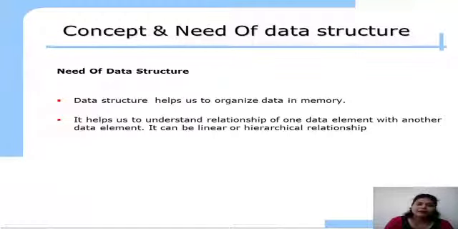There are two main needs of the data structure. First, data structure helps you to organize the data in memory, and it helps to understand the relationship between the data elements. There are two types of relationships among the data elements: linear and hierarchical. Linear relationship means the elements form a line, and hierarchical means not in a line. Based on this relationship, there are two main types of data structure: linear and non-linear.